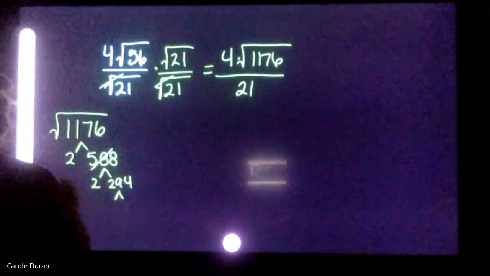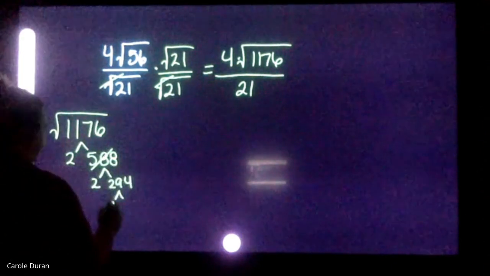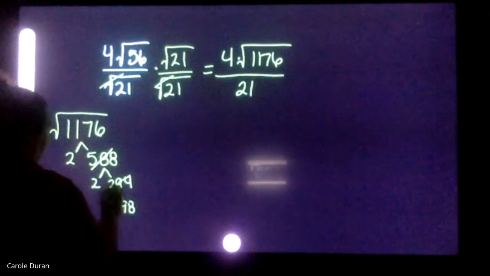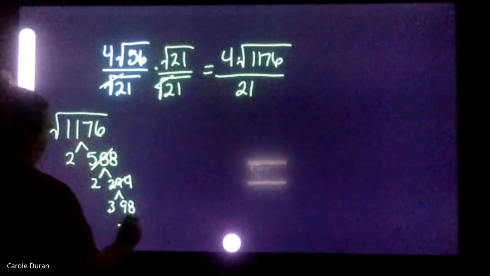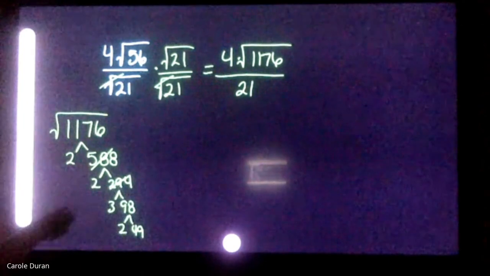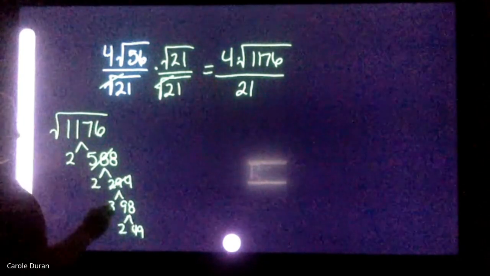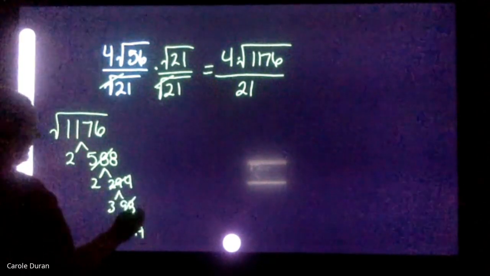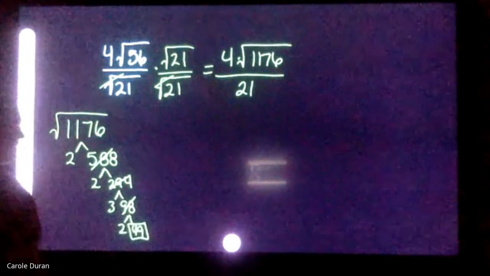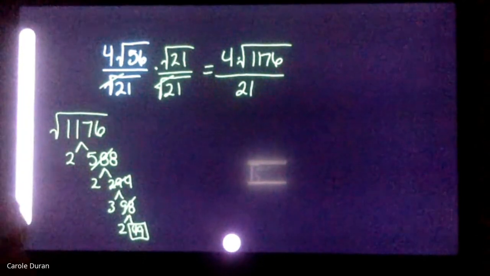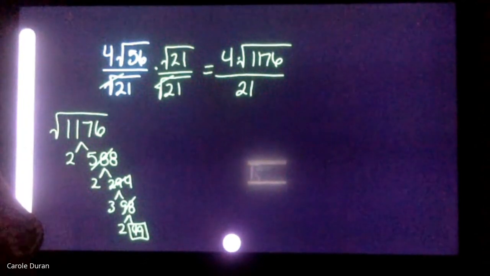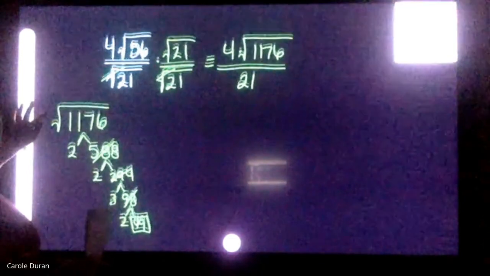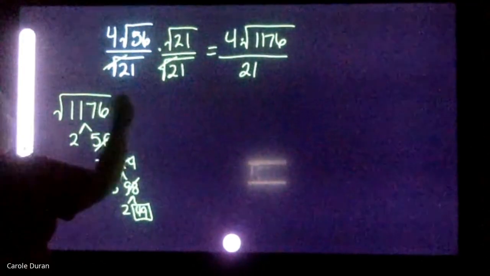Break it down again. I get 3 and 98. Break it down again. I get 2 and 49. I can actually stop here because 2, 2, 3, and 2 are prime, and 49 is a perfect square, which means I don't have to break that down further because I already know what's going to happen. Okay? So then I go ahead and write this out.